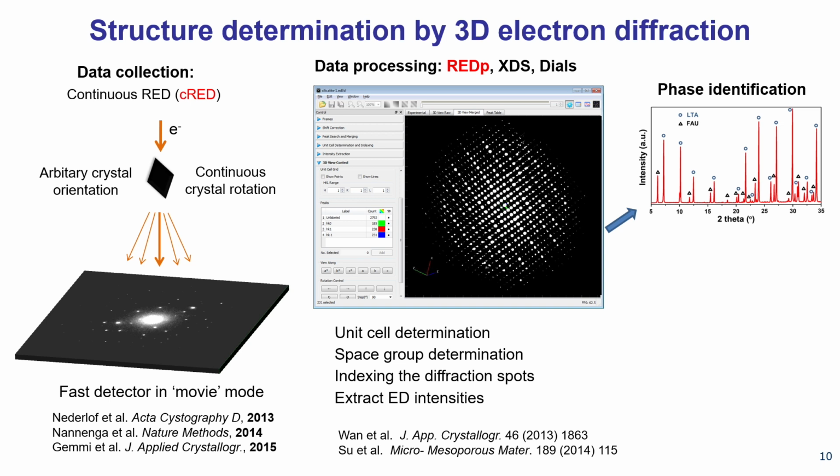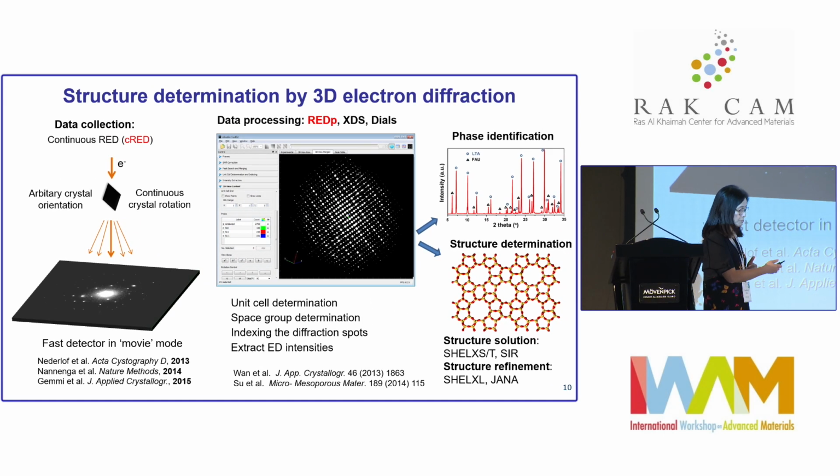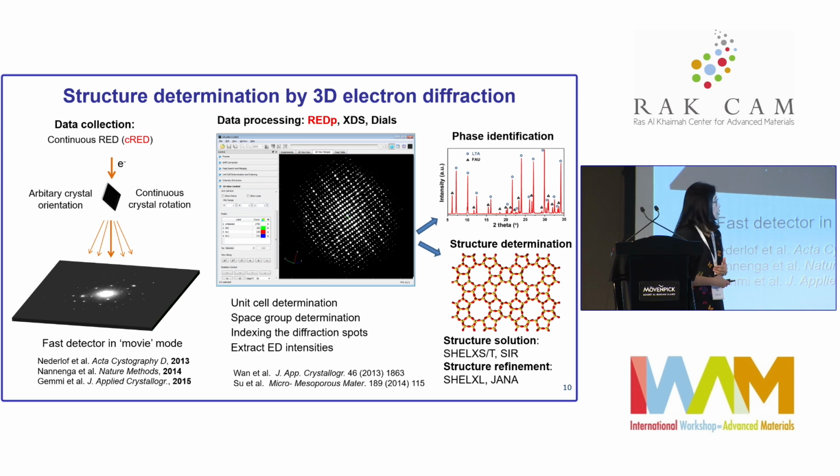Well, it is difficult when you have mixed samples, but you can still do it directly by electron diffraction. And if you don't know the structure, you can immediately determine the structure in the same way as with X-ray diffraction, using the intensities and exactly the software developed for X-ray diffraction.